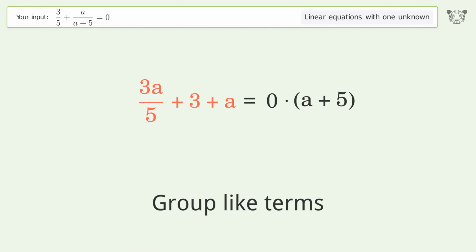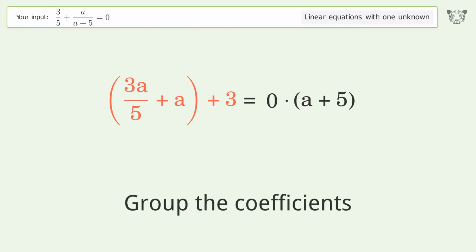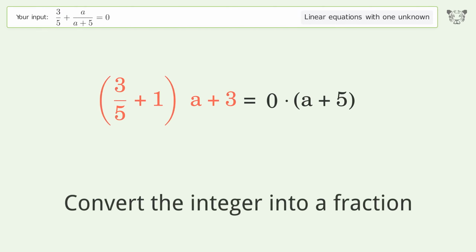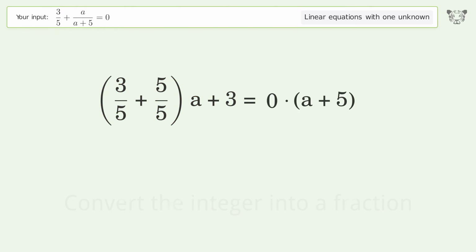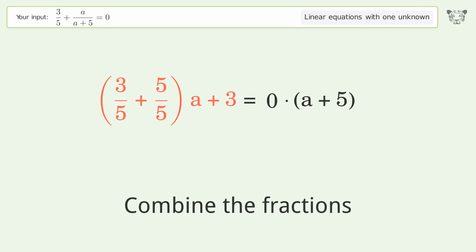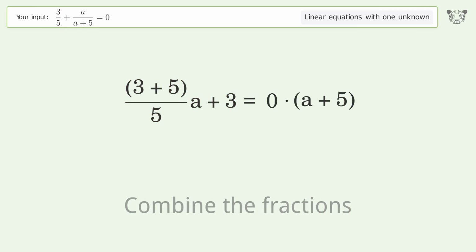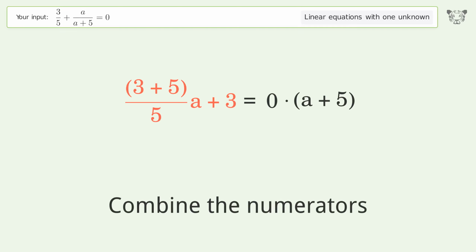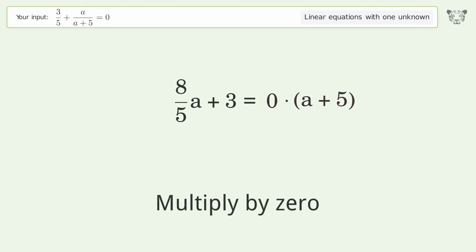Group like terms. Group the coefficients. Convert the integer into a fraction. Combine the fractions. Combine the numerators. Multiply by 0.